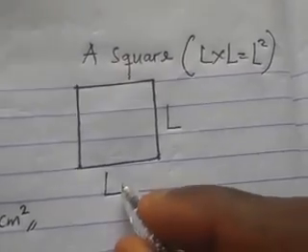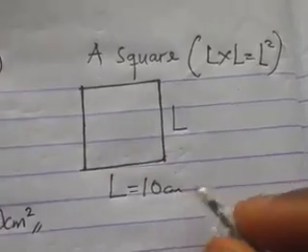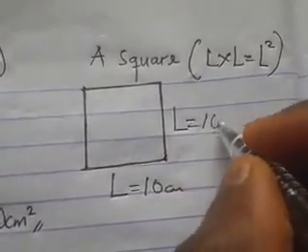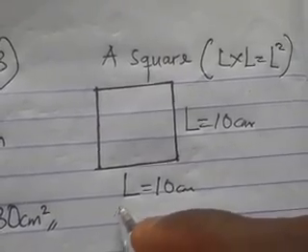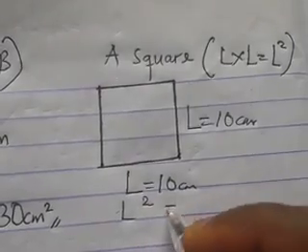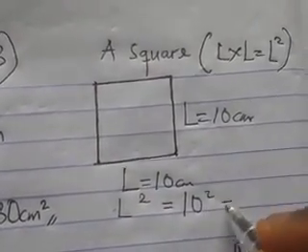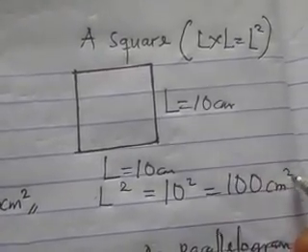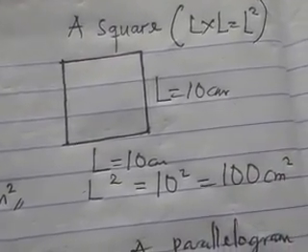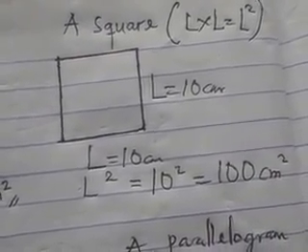Therefore, if this length is 10 centimeter, equally this length will be 10 centimeter because they are equal. A square has 4 equal lengths. Therefore, my area, which is L square, will give me 10 square. And what is 10 square? 10 times 10, 100 centimeter square. Don't forget it is in square because you are asked to find the area.